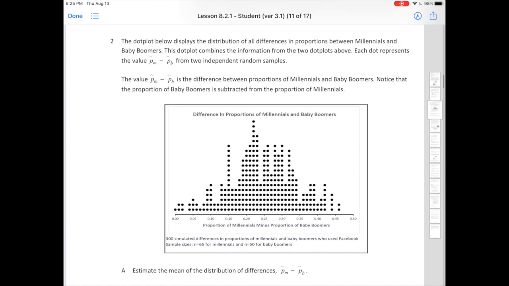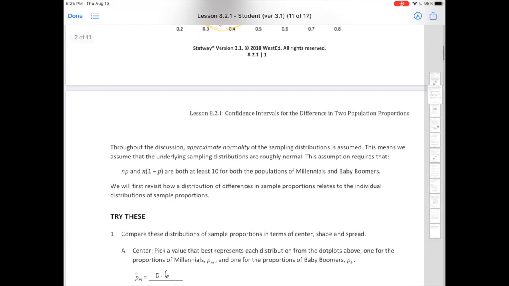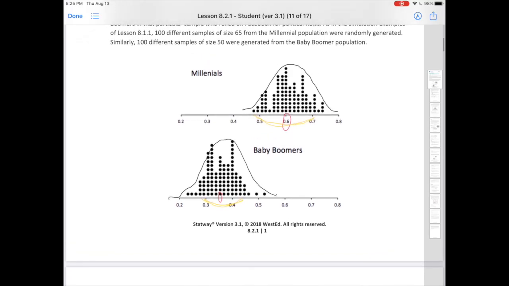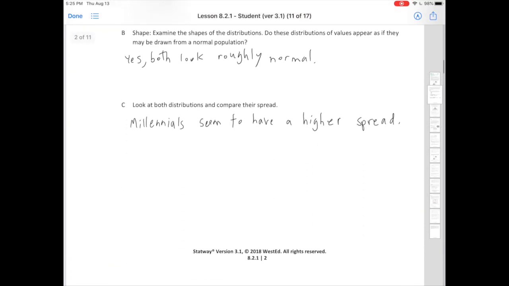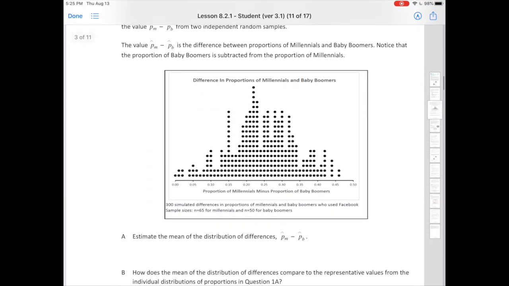Okay. So again, every dot here corresponds to, if you were to take two dots randomly from each of these and then subtract them, that would give you a dot over here. And it's in the order millennial minus baby boomer. So first it says, estimate the mean of the distribution of differences, PM hat minus PB hat. So we're choosing something that represents what we think the mean is here. I'm going to say the mean is probably right around here, right? Which is about 0.23.